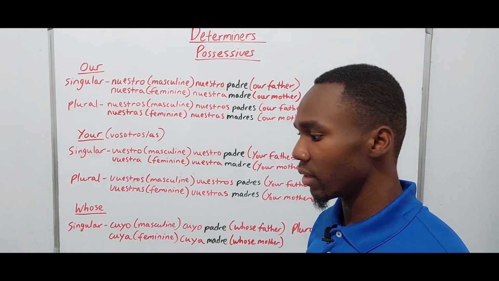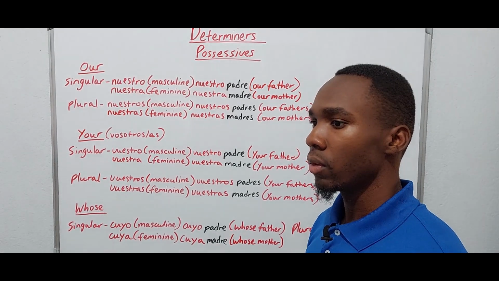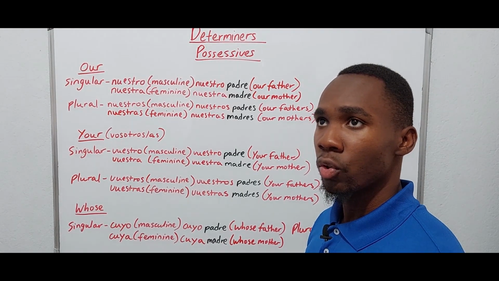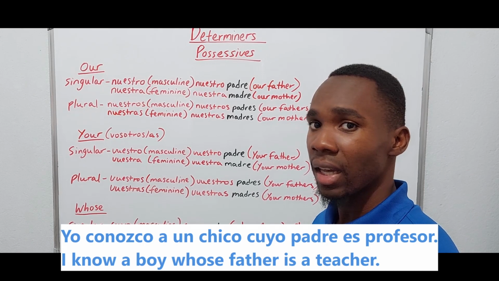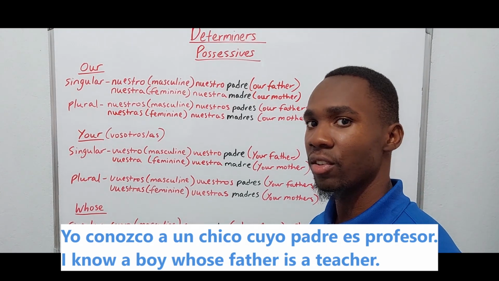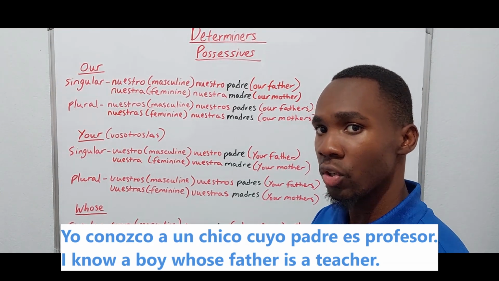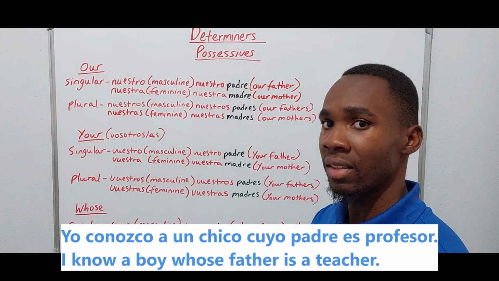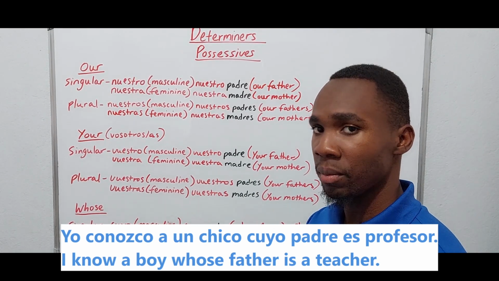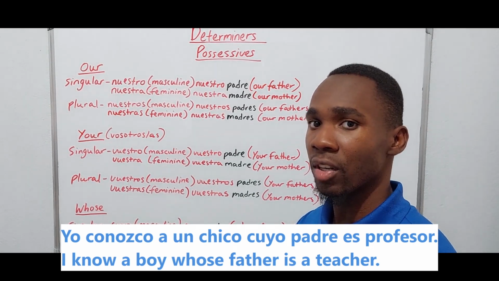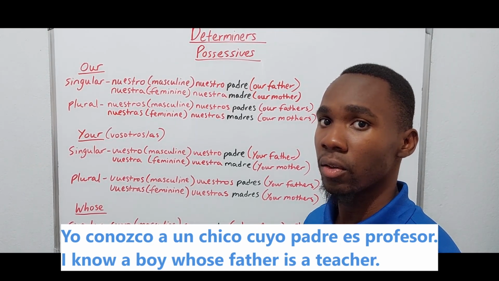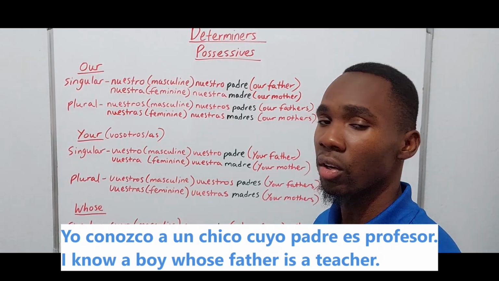So let me give you an example so it will be clear. Yo conozco a un chico cuyo padre es profesor. So, I know a boy whose father is a teacher. You see the cuyo in that case is giving additional information about the boy. It's talking about his father, but it has to be singular and masculine because we have a singular masculine noun in padre, cuyo padre. Okay, so that's how whose would also be affected by gender.